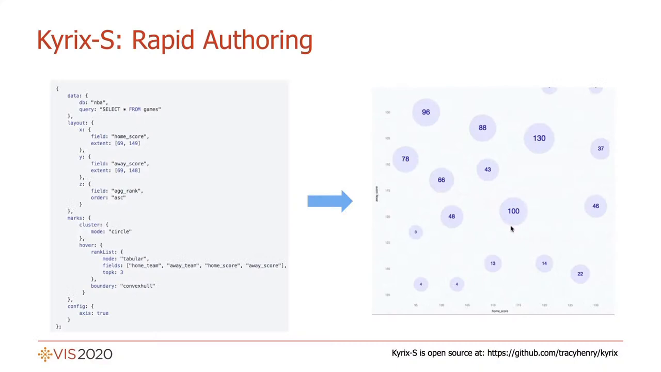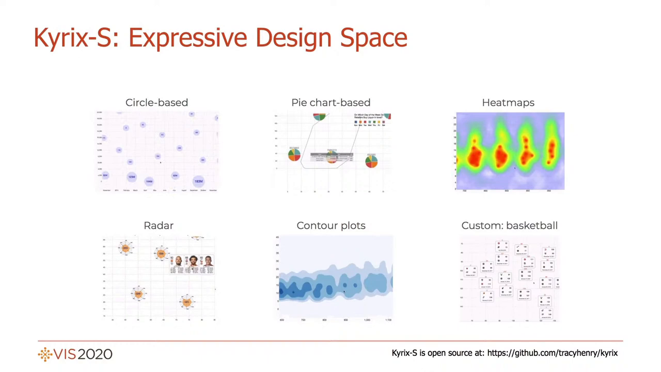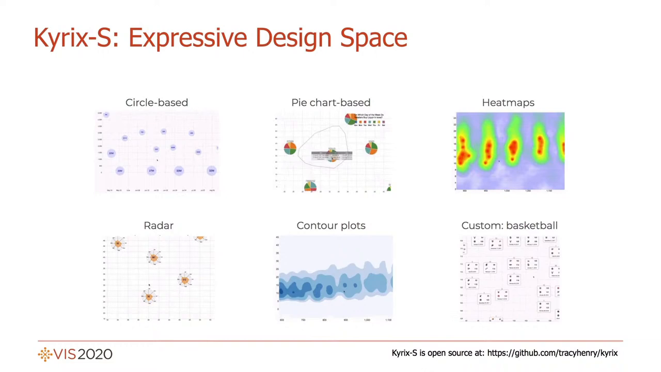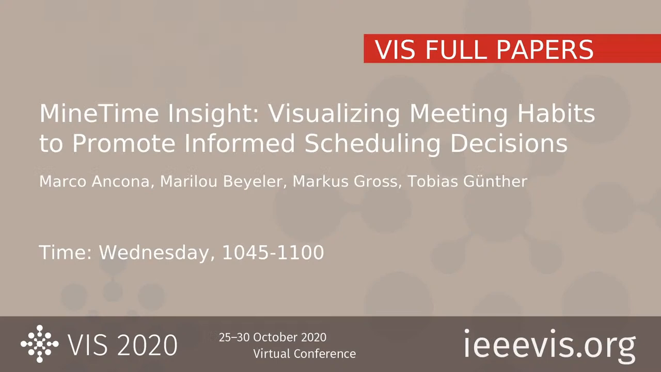Kyrix-S is an authoring system which enables rapid creation of zooming-based scatter plot-like visualizations in just tens of lines of JSON. We contribute a declarative grammar for such visualizations, which captures a large design space. By working with multi-node database spatial indexes, Kyrix-S enables interactive browsing of billions of data points. Come listen to our talk to learn more.